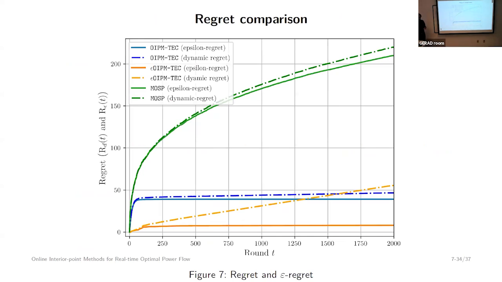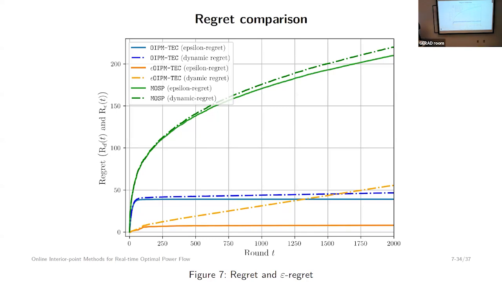What's important to note is that in that specific example, we really outperform the heuristically modified MOSP. And we have both the epsilon and the non-epsilon version of our algorithm. For both, there's two curves. The dashed line is the dynamic regret. And as expected, the dashed line of the OIPM-TEC is sublinear. Now, it is not sublinear for the epsilon-OIPM-TEC. Indeed, but I never claimed it was.